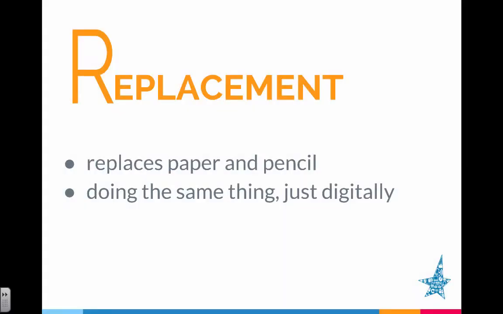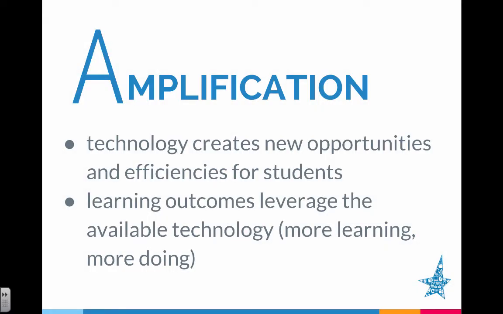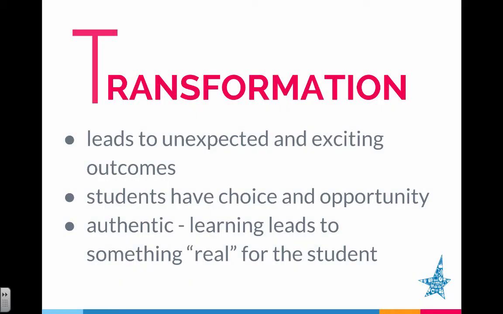In the first level of RAT, it's merely just taking a task and moving it to something digital. Note-taking on paper, now you're note-taking on a laptop. But in amplification, students have more opportunities to do more. Perhaps now they can interact with other students, or a teacher can provide feedback on the notes that they've been taking. The next step into transformation means that students are actually creating, connecting, and really having a sense of community in their work.